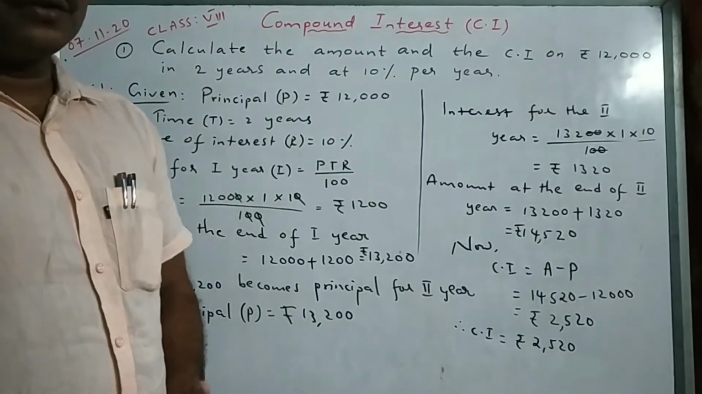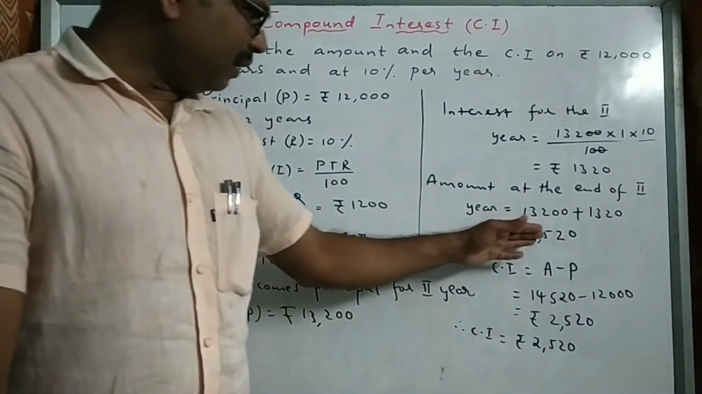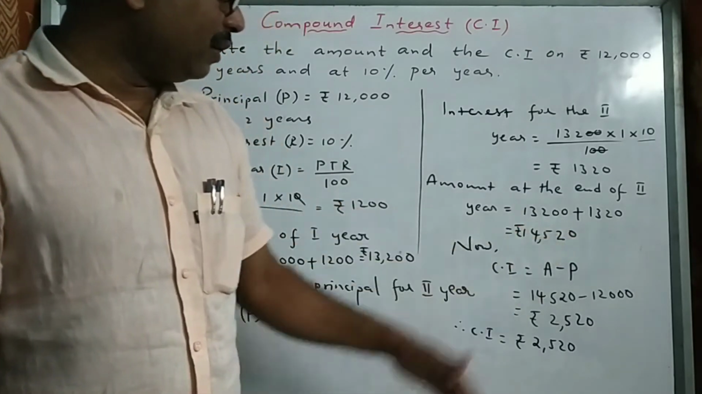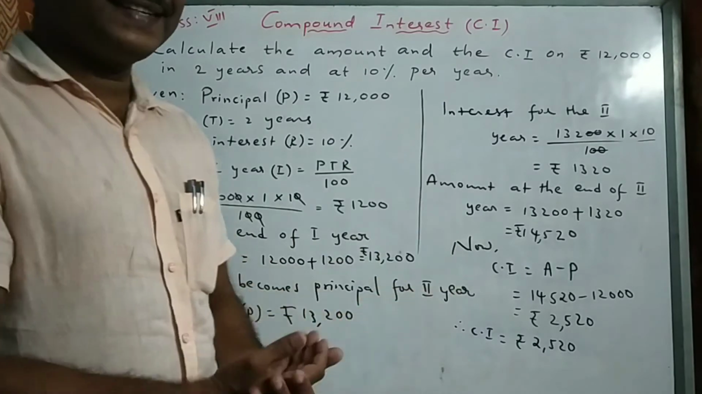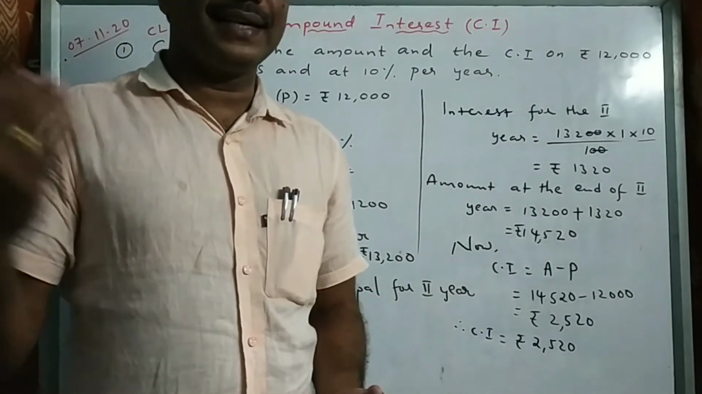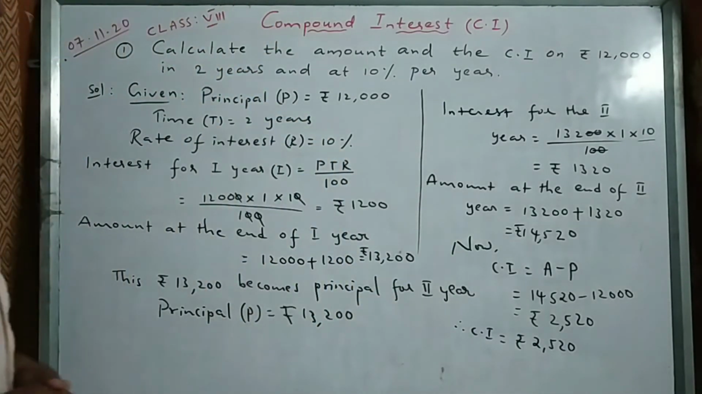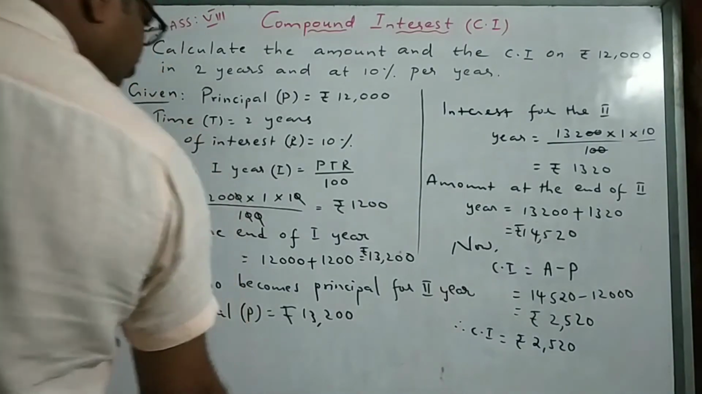Suppose if he wants to continue for the third year, then what happens? This 14,520 becomes the principal for the next year. It goes on increasing like that. Okay. So this is the way we calculate. One more we will see.